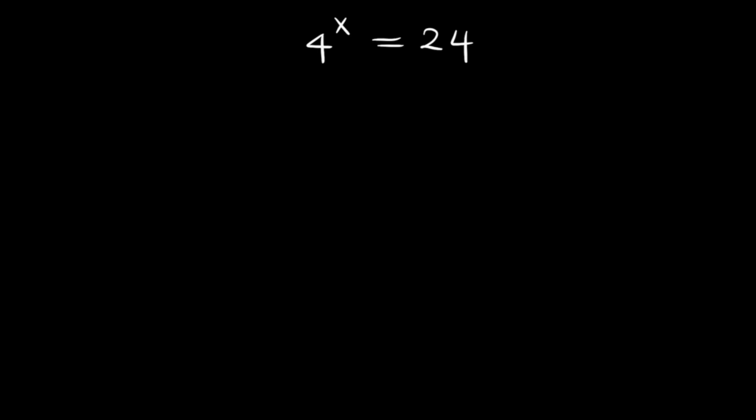Let us find x in this problem. 4 raised to power x is equal to 24. This is an exponential equation and here's how to solve it. I have 4 raised to power x is equal to 24. There are a few ways to proceed from here.